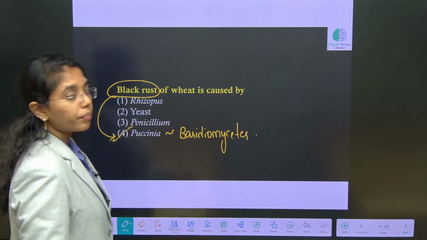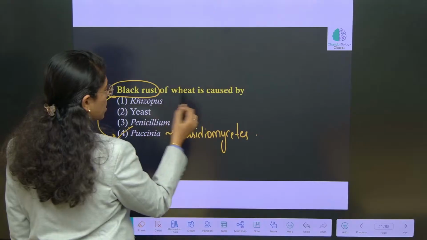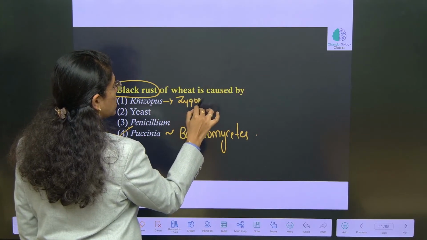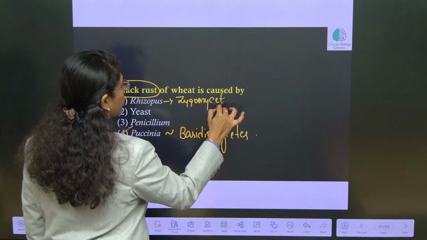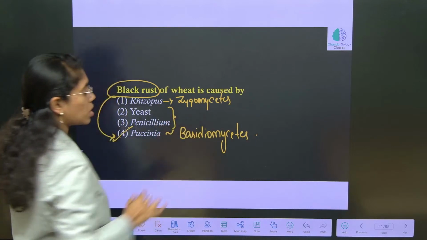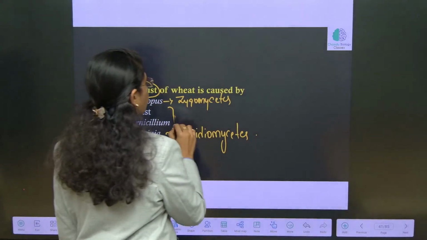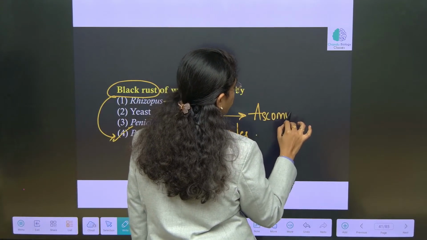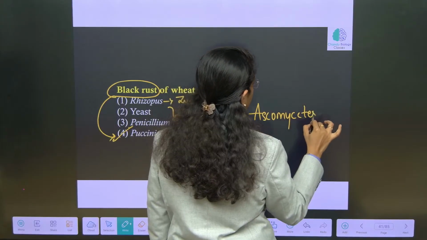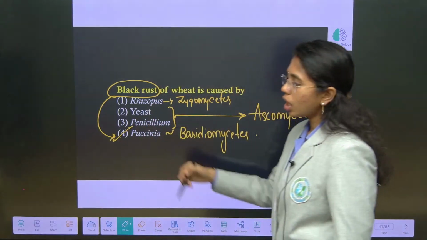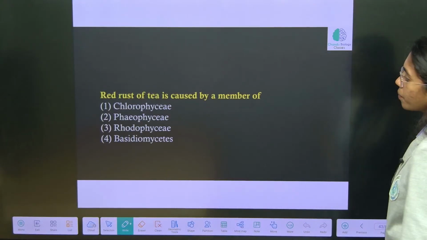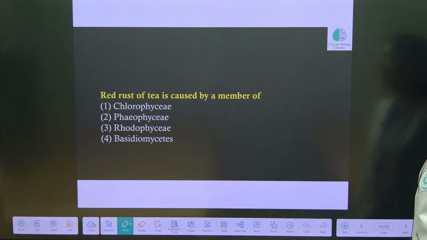Fine. Once look into the options, other options also. Rhizopus, which belongs to Zygomycetes. Yeast, which is unicellular fungus, and Penicillium. Both of them belong to Ascomycetes. Black rust is caused by Puccinia. Red rust of tea is by the members of.